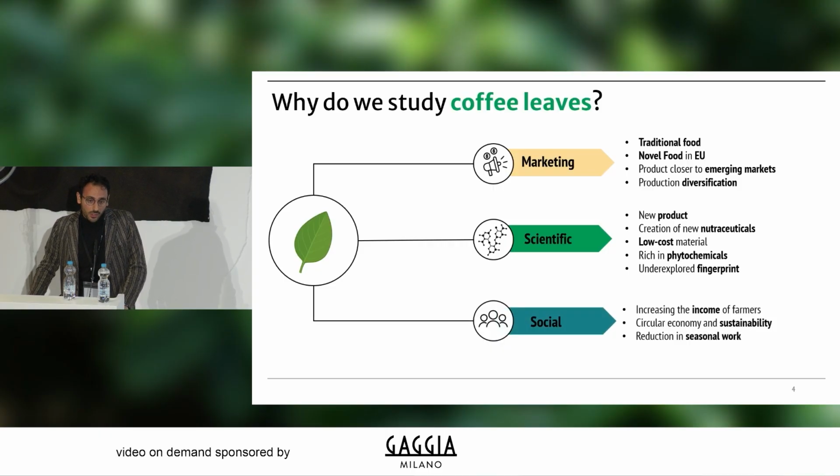The last one is the social aspect. We know that using byproducts can have an important social aspect inside the coffee supply chain, because using them we can increase the income of the farmer, but also reduce the seasonal work inside the field, and also promote a circular economy and sustainability inside the coffee supply chain.